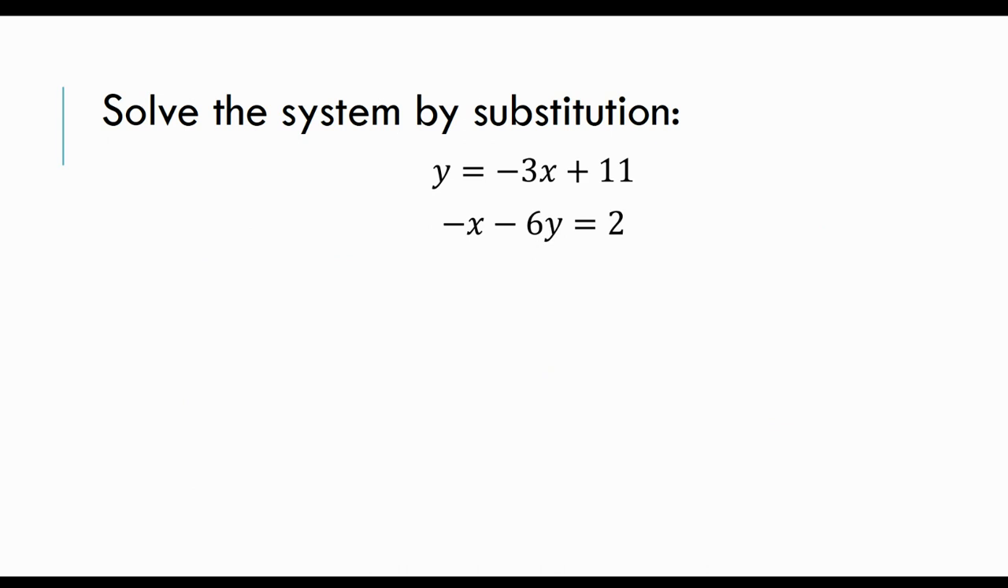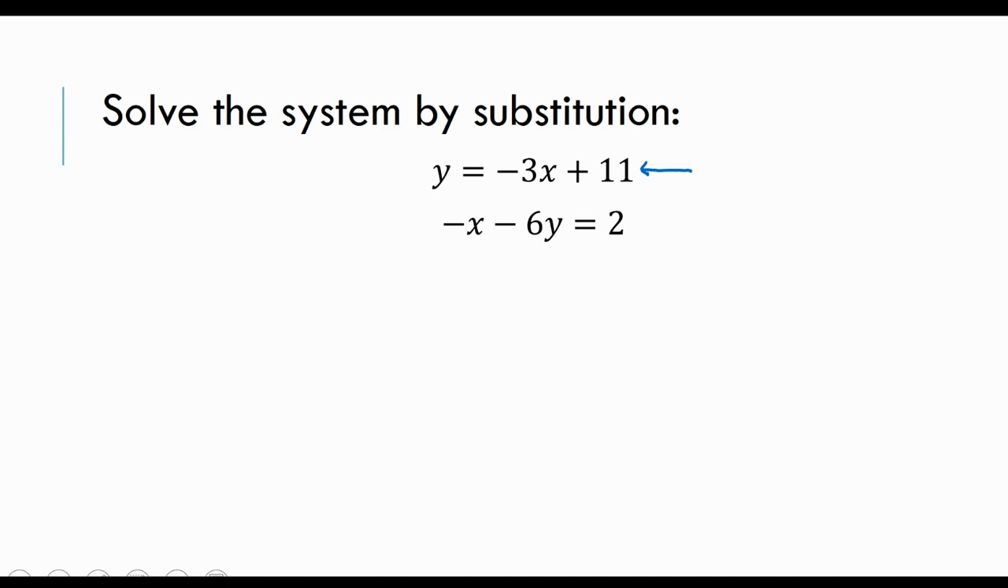All right, so let's look at an example using those steps to solve by substitution. We've got two equations here. We've got y equals negative 3x plus 11 and negative x minus 6y equals 2. So like it mentions, in order to do substitution, you need to have a variable isolated by itself. And the nice thing about this problem is that that already occurs in the top equation.